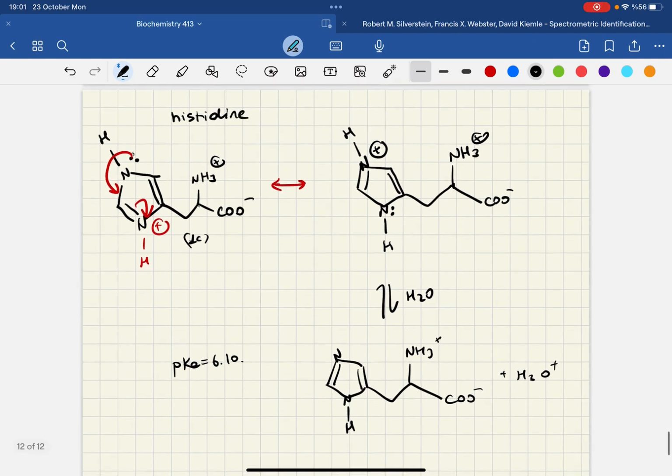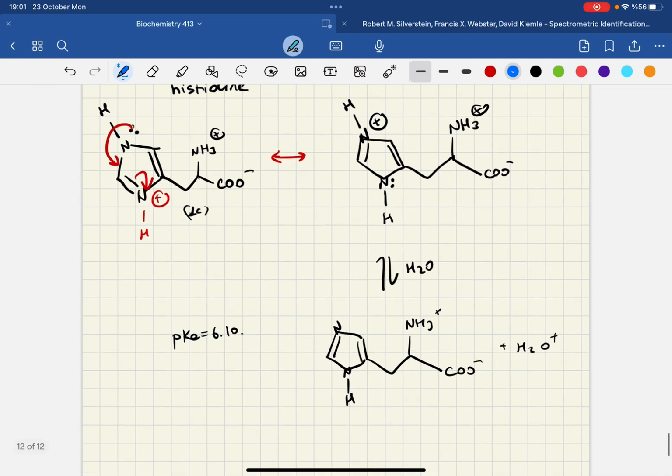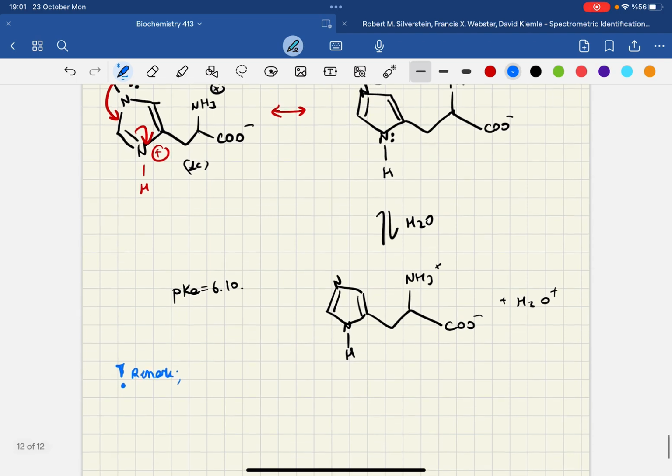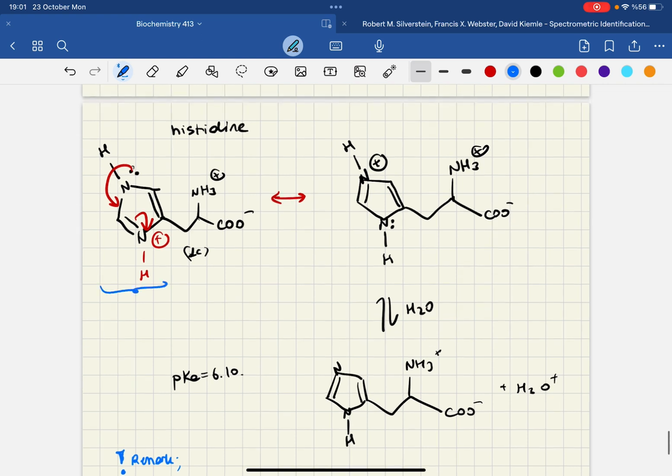The reason why is because even though we can gain an electron through this part of this, we have a very important remark that we should see over here. Remark: one of the imidazole nitrogens is basic. Now let me write this here, this is imidazole.